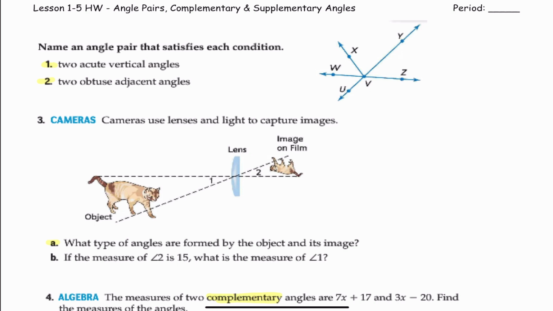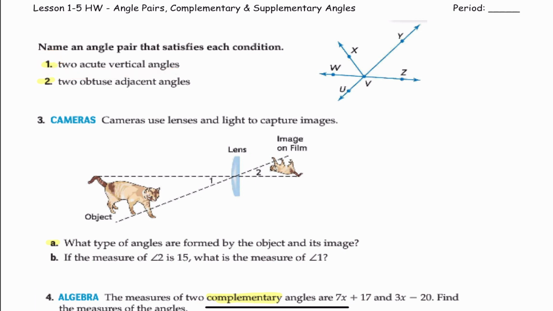Hello everybody, this is going to be the 1-5 homework help video for you all today. Let's go ahead and take a look at number 1. It says, name an angle pair that satisfies each condition. Number 1, two acute vertical angles.